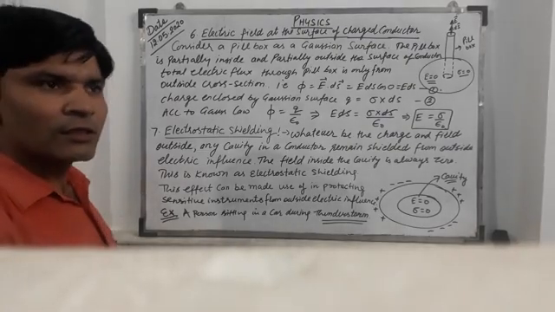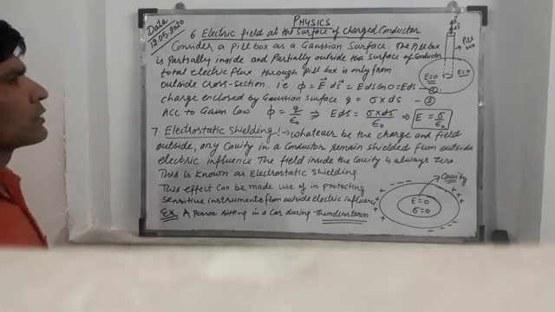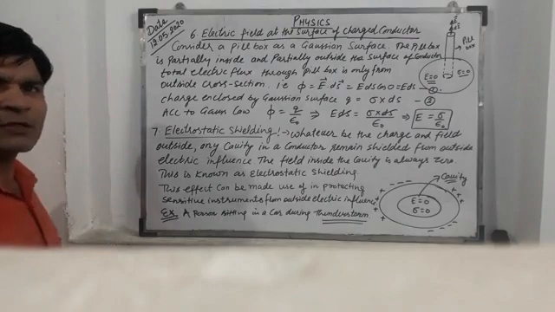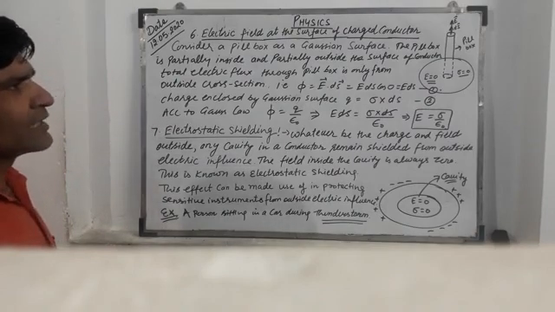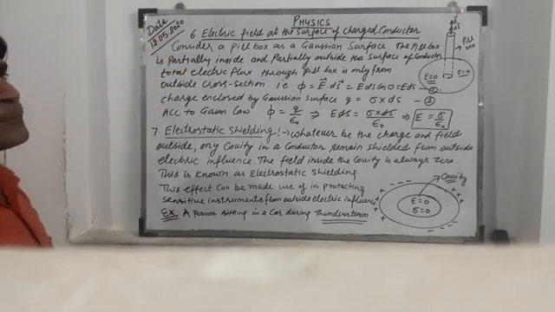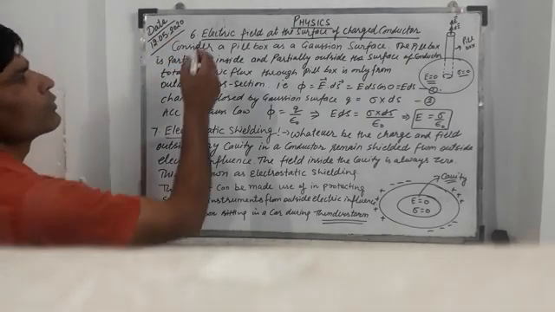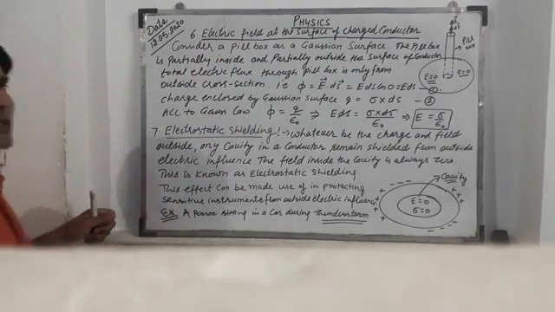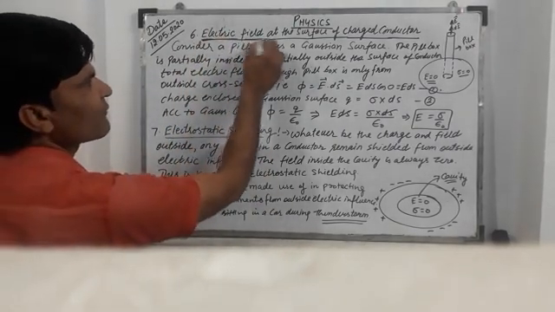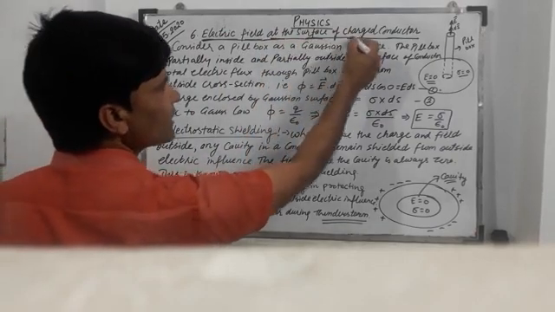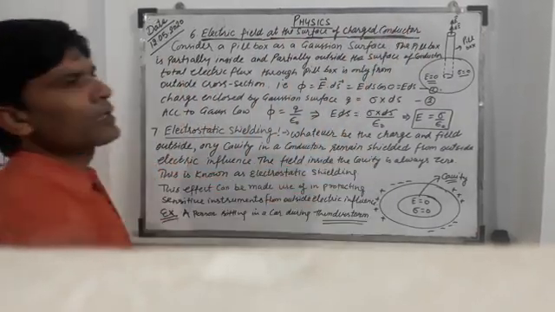Good morning, students. In the last lecture, we discussed five cases of electrostatics of conductors. Now, in this lecture, we start from the sixth point of electrostatics of conductors. The sixth point is the electric field at the surface of a charged conductor.